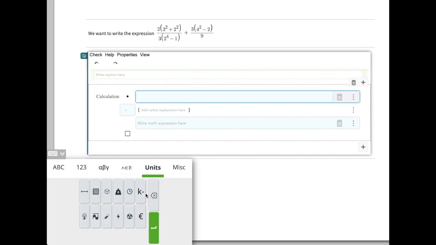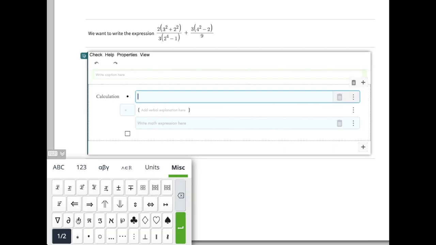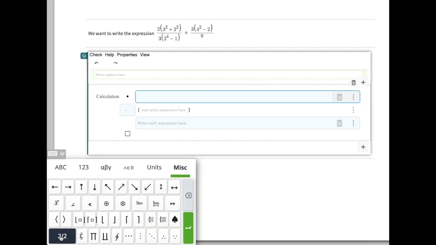Then we have units. There's lots of different kinds of units that you can use. For example, for distance, there is millimeter, centimeter, decimeter, meter, micrometer, nanometer, and so on. And for example, for time, there is second, minutes, hours, days, and years, and so on. And finally, miscellaneous contains a lot of additional symbols which are maybe not so frequently used.